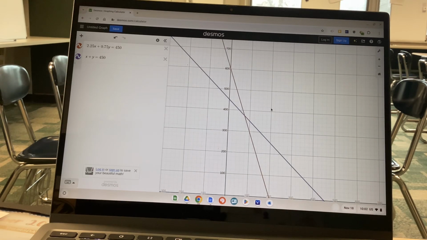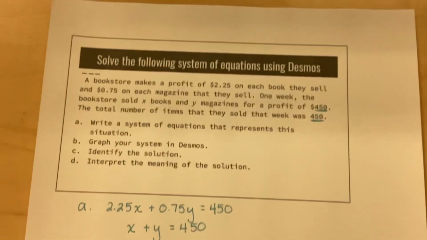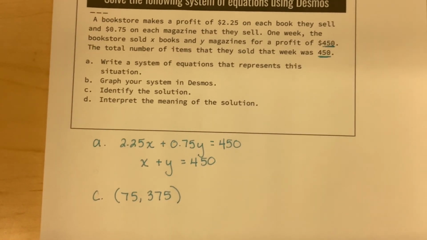Now the nice thing about Desmos is if you click approximately where you think the intersection is, Desmos will put a point there for you, and then if you hover, you get the solution. So the solution for the system that we have here is 75, 375. So I'm going to write that down, 75, 375. So coming back to the paper, that was the solution that Desmos gave us.